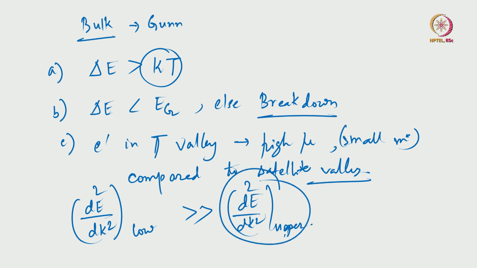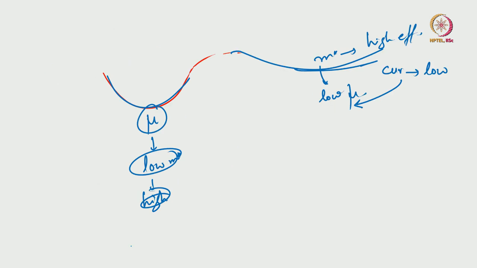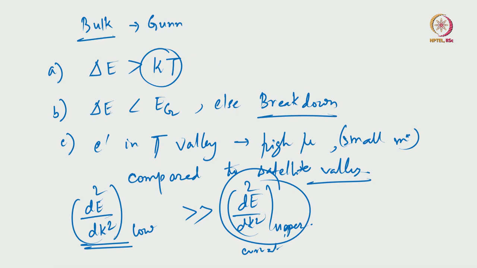The curvature of the upper valley should be as low as possible, and the curvature of the lower valley should be as high as possible. A higher curvature gives you higher mobility, because it has a lower effective mass. So these three conditions have to be satisfied in order for the Gunn effect to be observed in any material. This was dictated by the RWH theory.